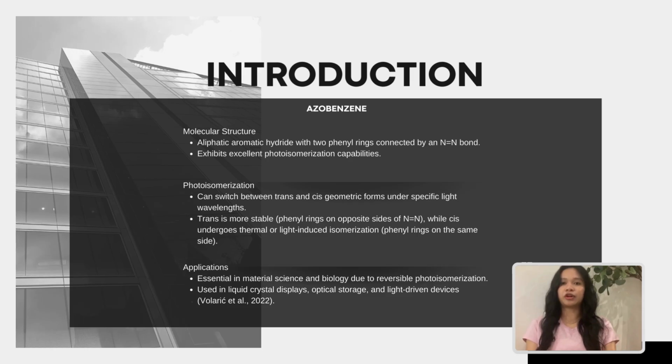Composed of two phenyl rings joined by a nitrogen double bond nitrogen, it can switch between two distinct geometric forms, trans and cis, when exposed to the red wavelengths of light. Due to its reversible photoisomerization, azobenzene is pivotal in material science and biology.